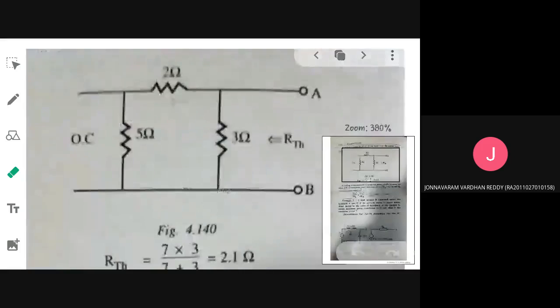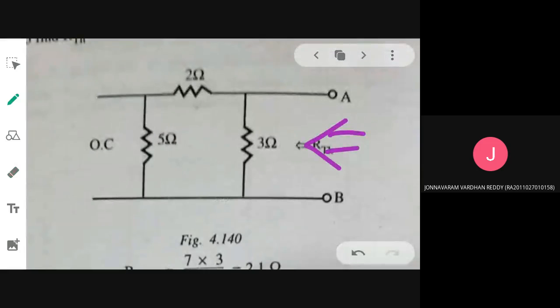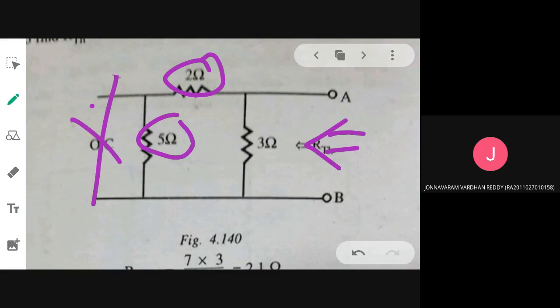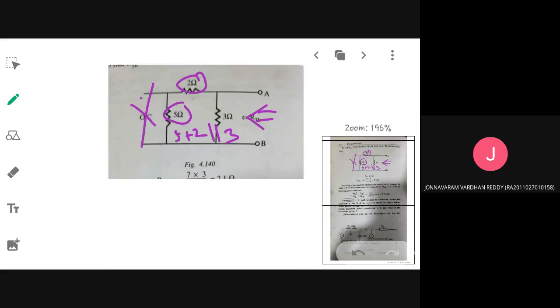So this is the circuit. Then you need to find out RThevenin by looking back. So how will you do that? These two will be connected in series because it is completely open. So 5 plus 2. Then that is in parallel combination with 3. So what will be the answer for RThevenin? 2.1, ma'am. Okay, 2.1 is the answer.